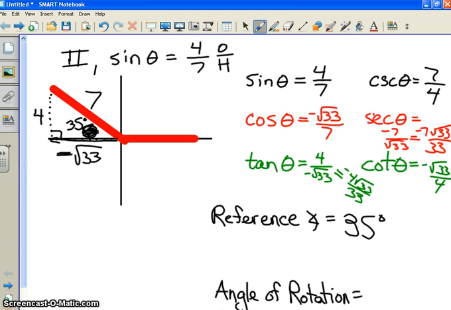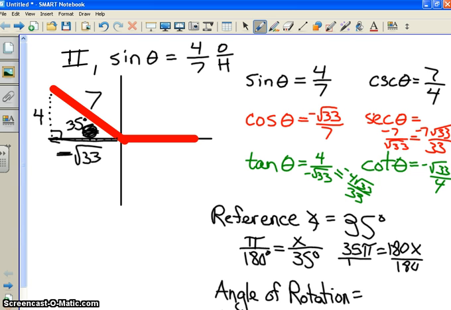Now if I wanted that in radians, I could set up my proportion. Pi radians is 180 degrees. So how many radians is 35 degrees? And then I could cross multiply and get 35 pi equals 180x. Divide by 180. And there we go in radians.